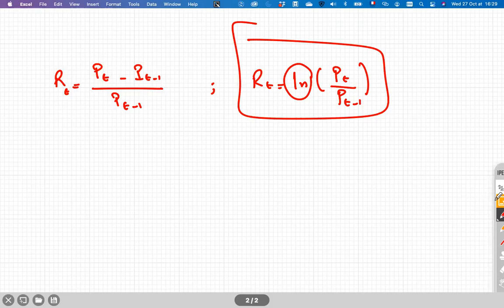But pay attention to the order of the numerator and denominator. At the numerator, we use PT, which is the current time, the most recent time. At the denominator, we use the previous date, right? Why I'm focusing on this particular point: because it is one of the most common mistakes made by students during the exam, and it can literally ruin all the exercise, all the exam.